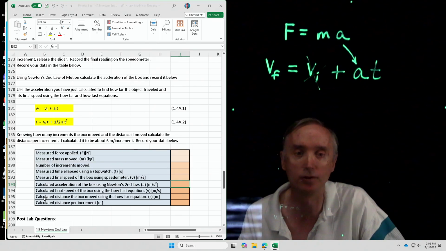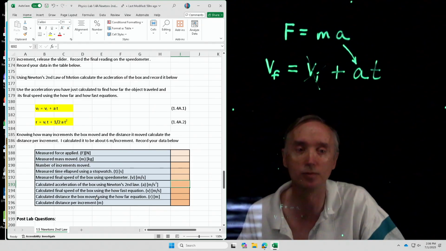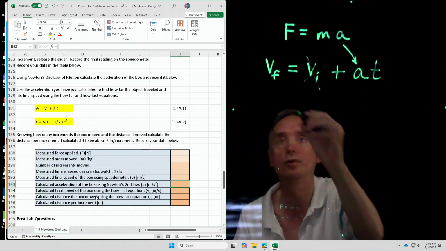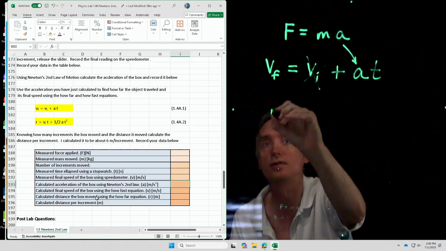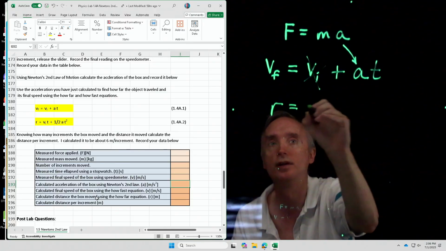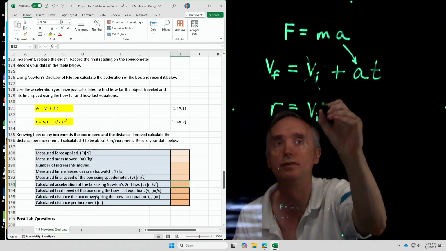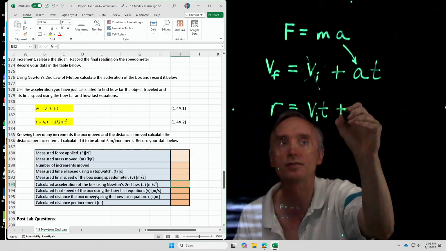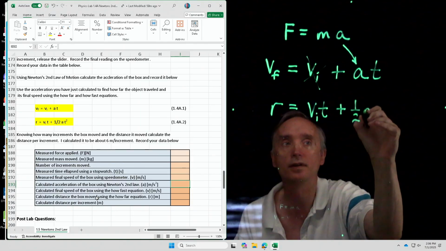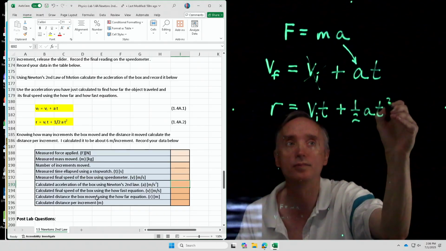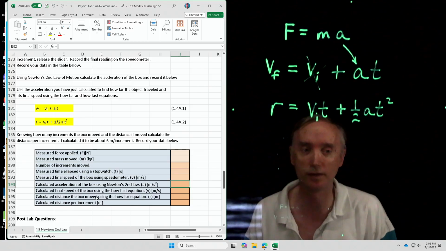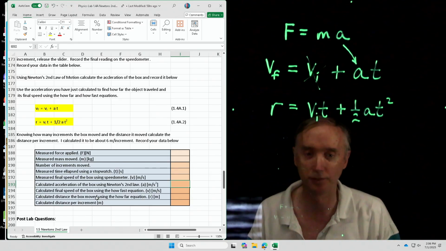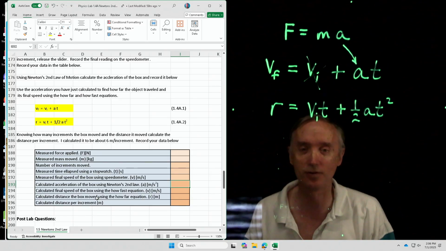Okay, then calculate the distance the box moved. So this time we're going to use the how far equation, so that the distance it's going to move is its initial speed times time plus 1/2 the acceleration times time squared. But once again, can we simplify that formula? Yes, we can. I'll let you do it, but one of those pieces is not going to be there.